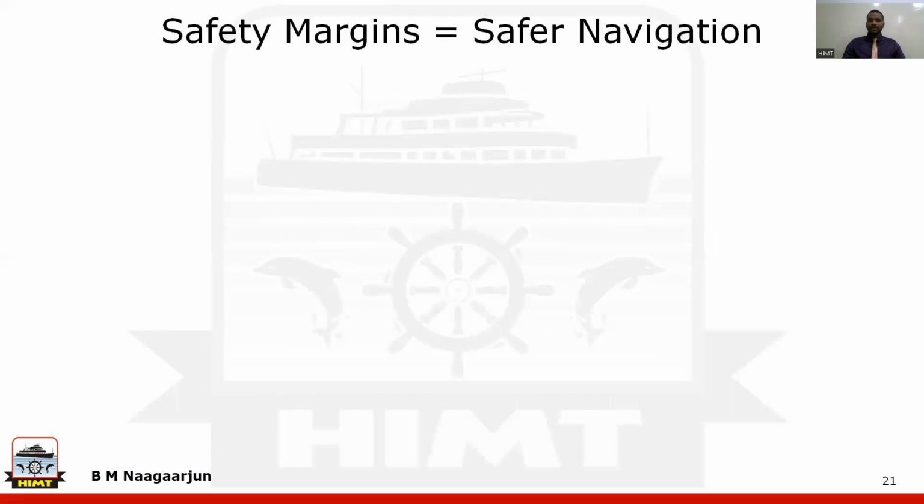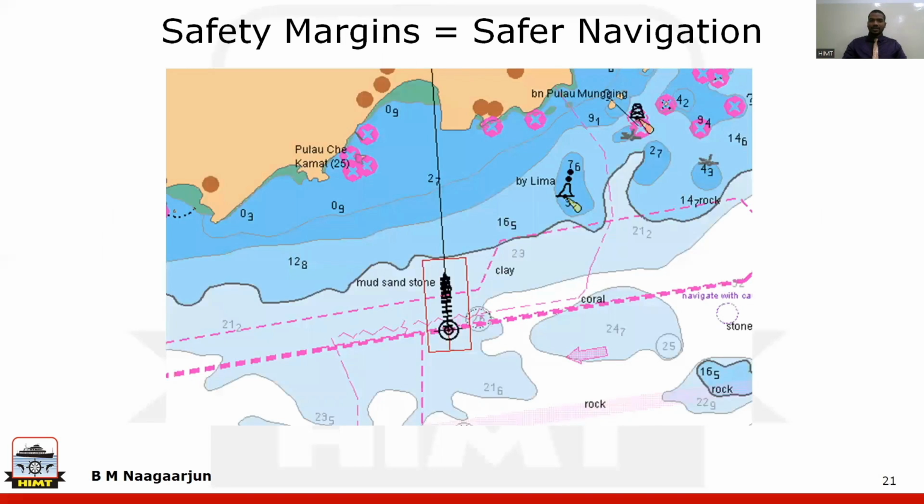So far, what we have understood is, the more the safety margins, the safer the navigation will be. Let's have a look at this particular picture. This is the position of the ship. And this is the shallow contour, otherwise, the point at which the ship would touch the bottom. But with the help of the ECDIS, the ship wouldn't ground, with the safety margins available to us.